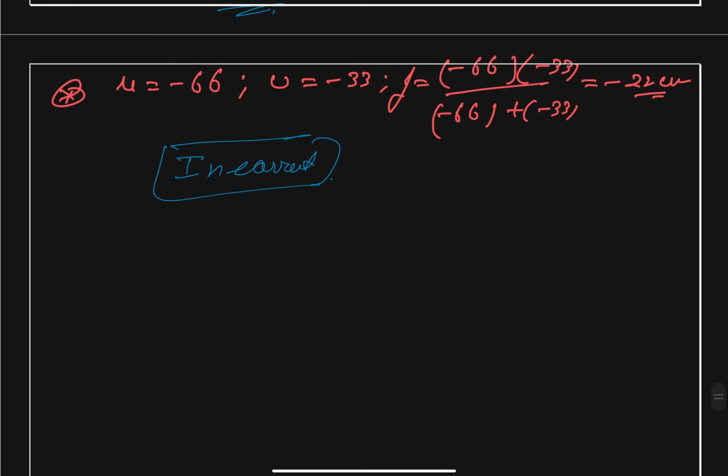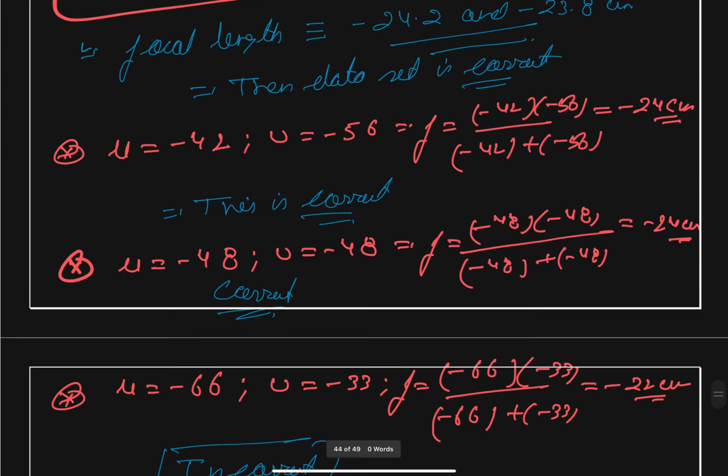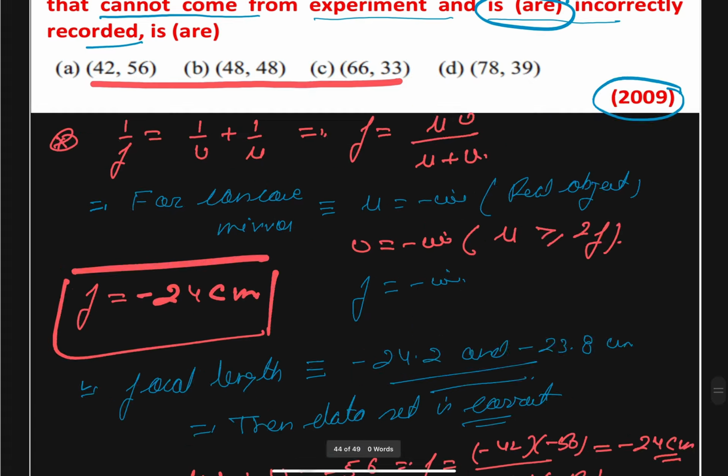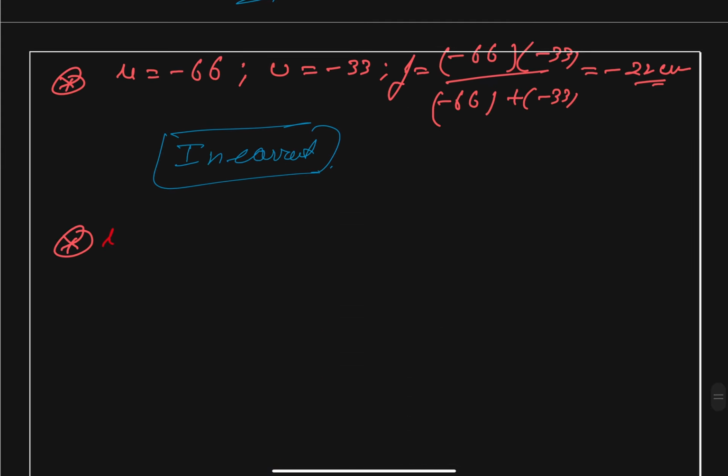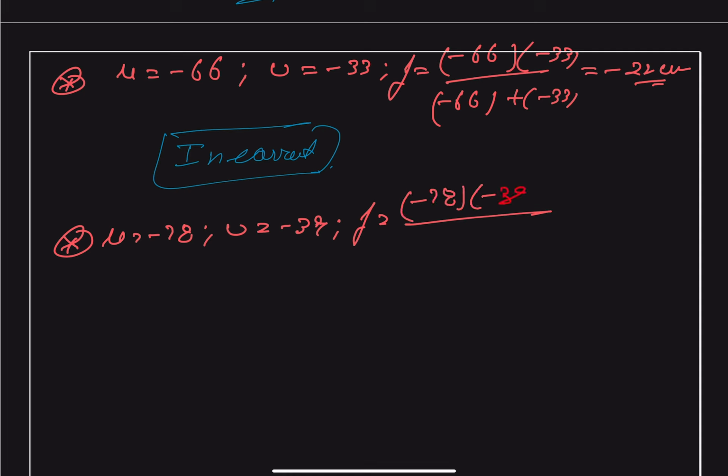And finally we are having 78 and 39. So u is minus 78, v is minus 39, and the focal length is minus 78 multiplied by minus 39 divided by minus 78 plus minus 39, and this comes as minus 26 centimeters. So this is also incorrect.